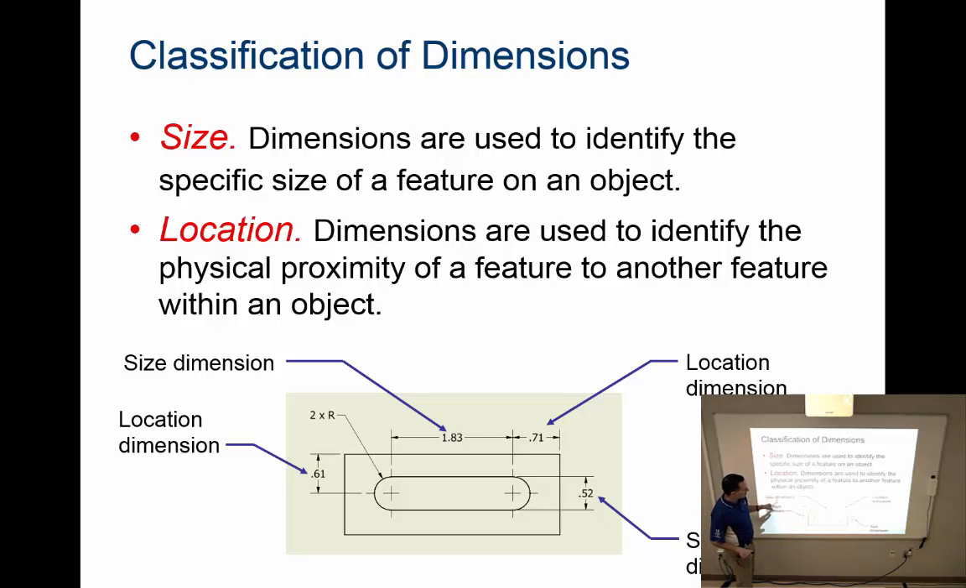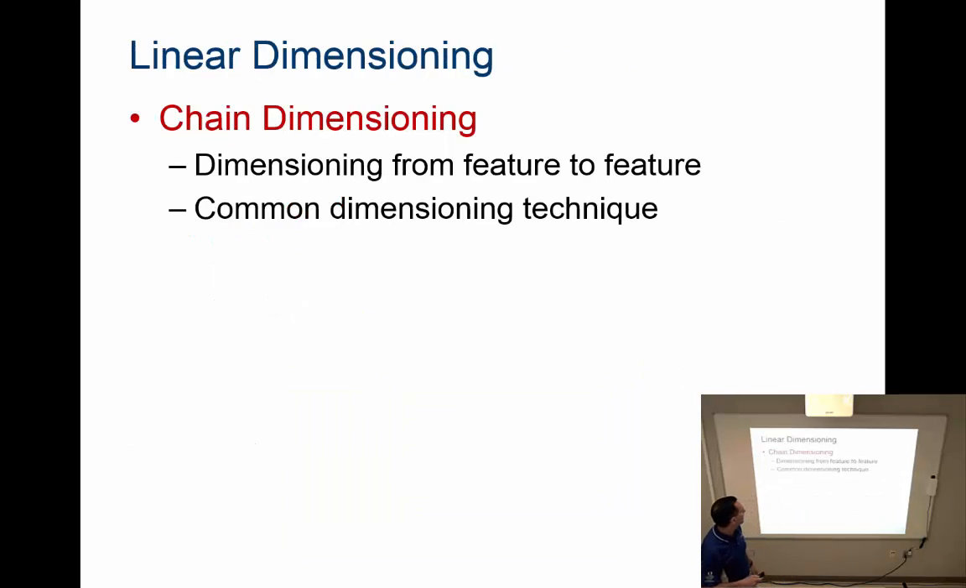A size dimension is going to give me the size of something. So if I'm looking at this slot here, from the two center points on the slot, I know that the size is 1.83. They're 1.83 inches apart from each other. Now, if I wanted to locate the placement of this slot on my object, I would use a location dimension that tells me that this center point is located 0.61 inches away from the top of the object. So it only falls in two categories. It's either a size dimension or it's a location dimension.